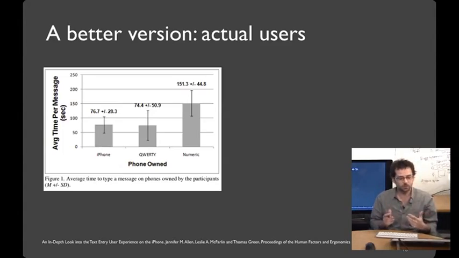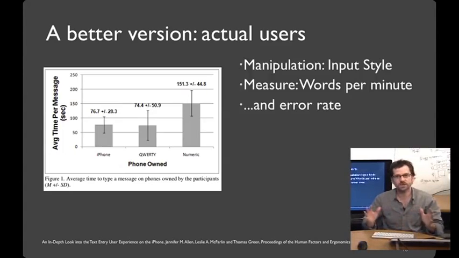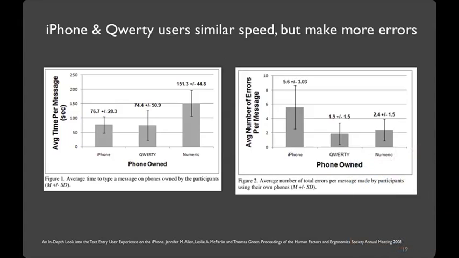And what they found was that iPhone users and QWERTY users were about the same in terms of speed, and that the numeric keypad users were much slower. So once again, our manipulation is going to be input style, and we're going to measure speed. This time we're also going to measure error rate. And what we see is that iPhone users and QWERTY users are essentially the same speed. However, the iPhone users make many more errors.